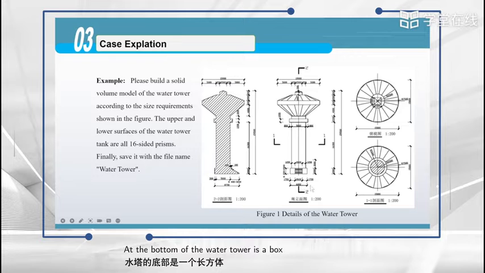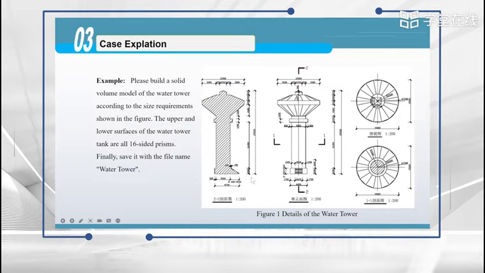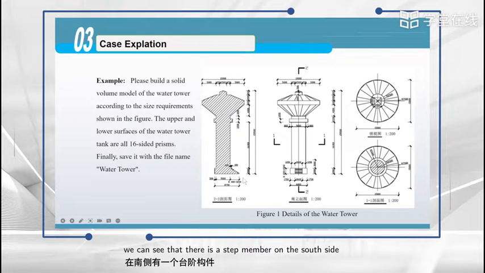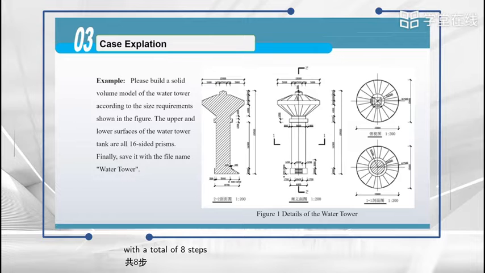According to the details of the water tower, at the bottom of the water tower is a box. The bottom is a square of 6,000 millimeters by 6,000 millimeters, and the height is 2,000 millimeters. Combined with the profile, we can see that there is a step member on the south side with a riser height of 250 millimeters and a tread of 400 millimeters, with a total of 8 steps.